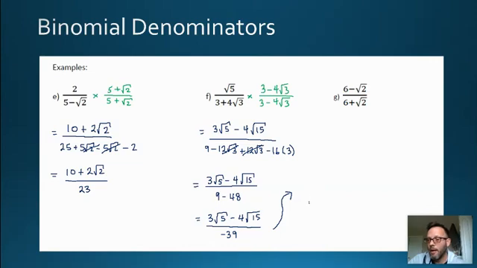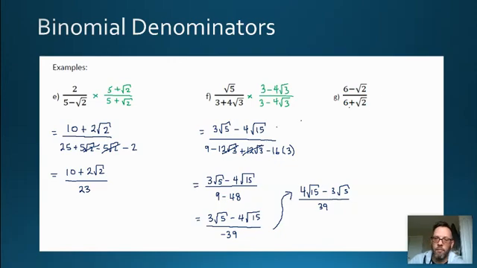So if we multiply the top and bottom of this expression by negative 1, this changes the signs around. We'd get 4 root 15 minus 3 root 5 all over 39. So that's generally more accepted.